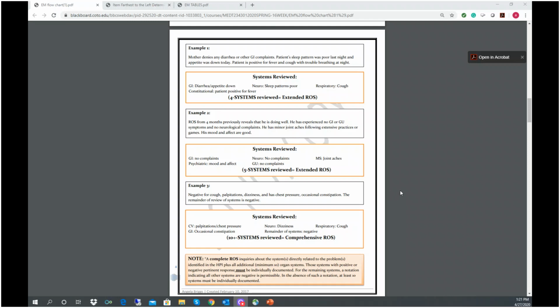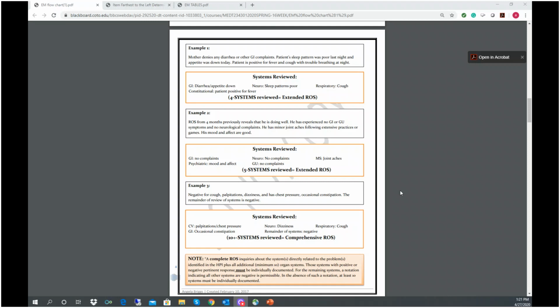Example 3: negative for cough, palpitations, dizziness, has chest pressure, occasional constipation. The remainder of the review of systems is negative. So this is actually comprehensive. The reason for that is they actually did review 2 or more other systems. So our cardiovascular system is palpitation and chest pressure. GI is occasional constipation. Neuro is dizziness. Remainder of systems is negative, which would make that complete. And we also have respiratory, which is cough.